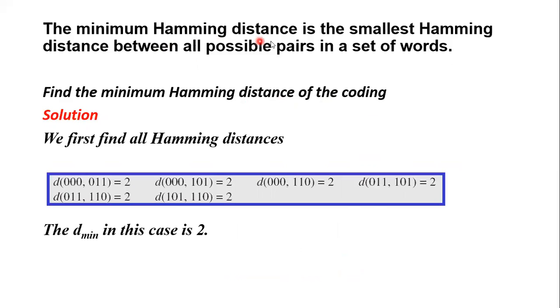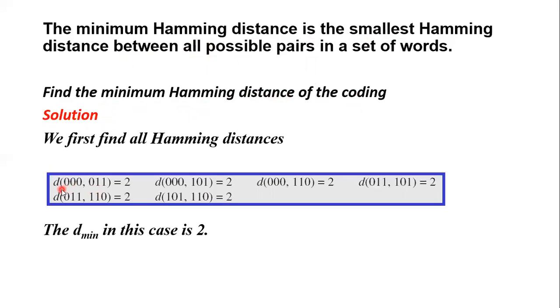What is the minimum Hamming distance? Okay. The minimum Hamming distance is the smallest Hamming distance between all possible pairs in a set of words. A set of words is given, then we have to find the Hamming distances and take the smallest one. Find the minimum Hamming distance of the coding.